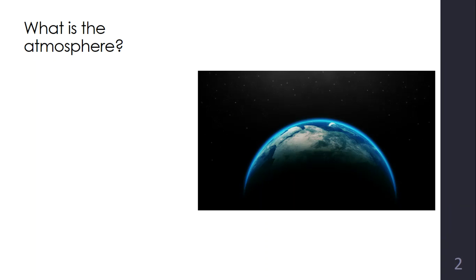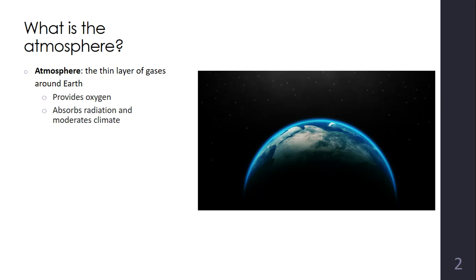So what is the atmosphere? The atmosphere is the thin layer of gases that surround the Earth. Not only do they provide us with oxygen, but they also control temperature, and they make the planet a nice habitable place for us. So again, it provides oxygen, which of course we need to live. It absorbs radiation and moderates the climate, right?